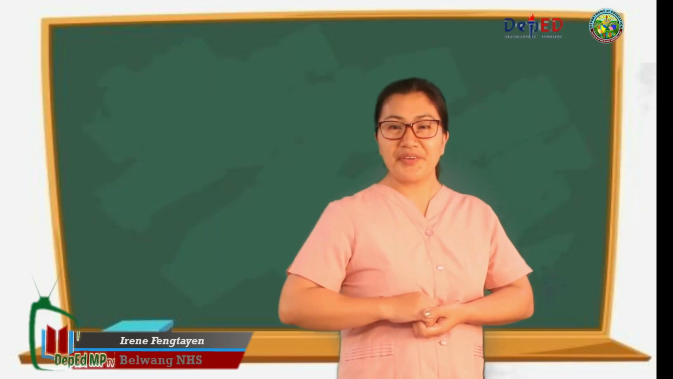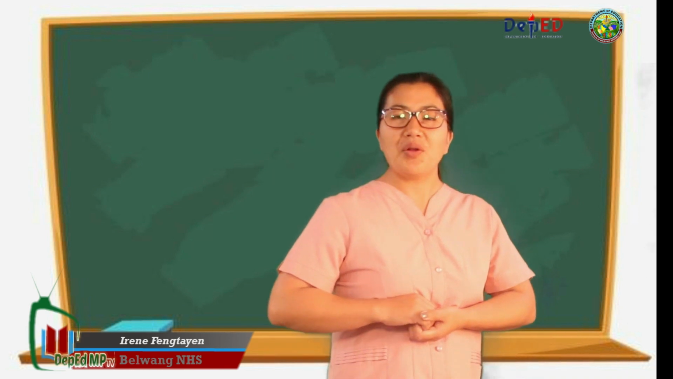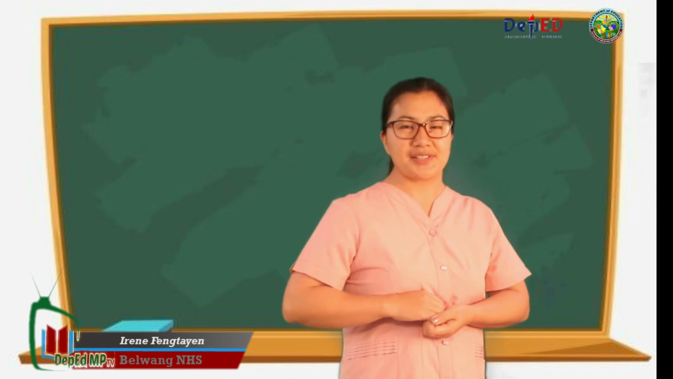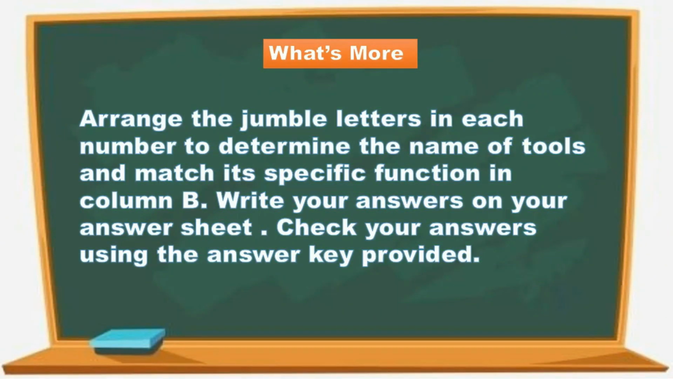Do you want more? You will be given only one activity, so make sure to give it your best shot. Arrange the jumbled letters in each number to determine the name of tools and match its specific function in column B. Write your answers on your answer sheet. Check your answers using the answer key provided.